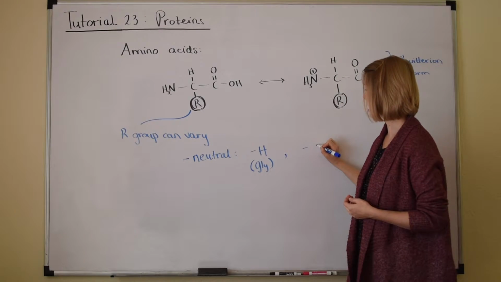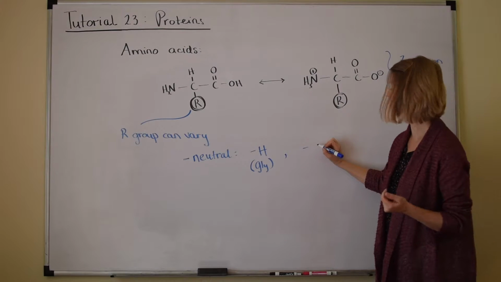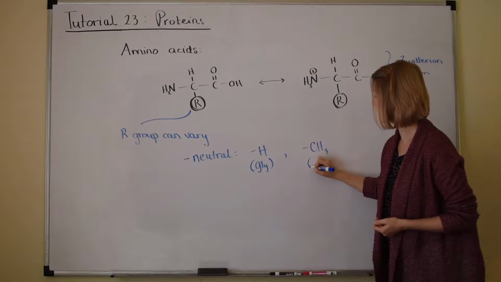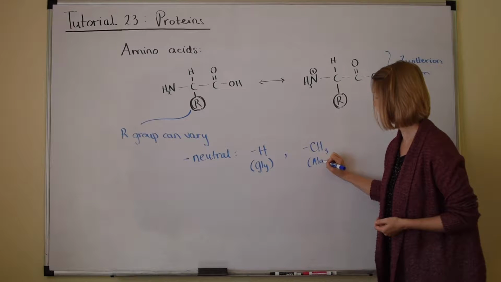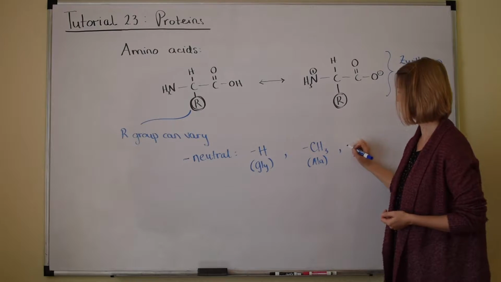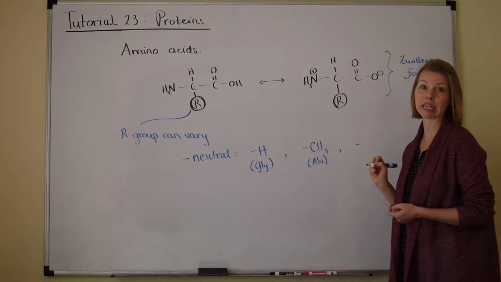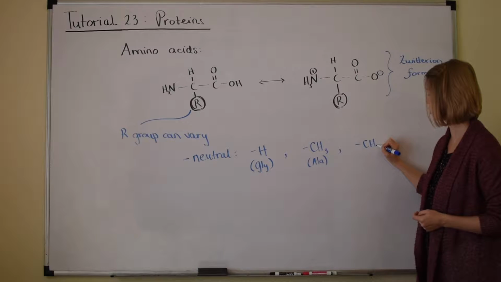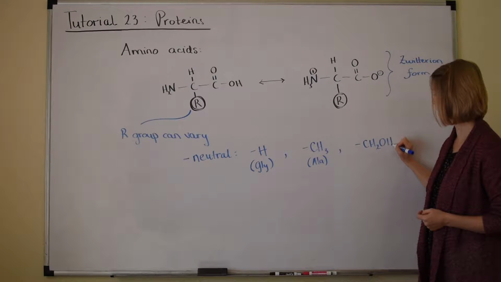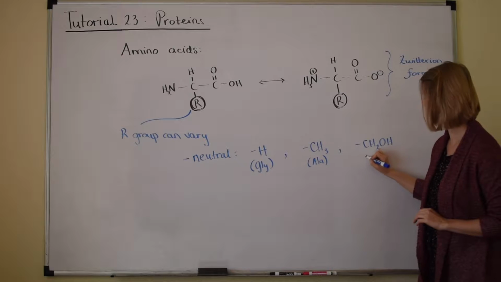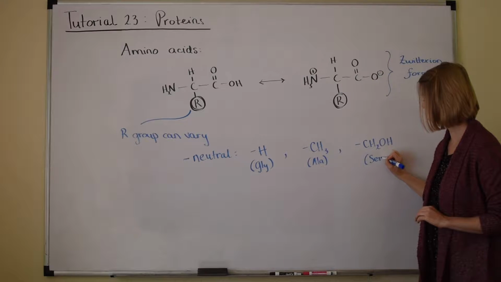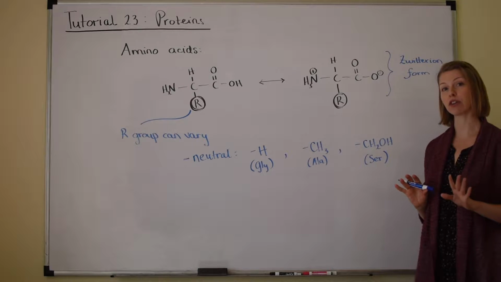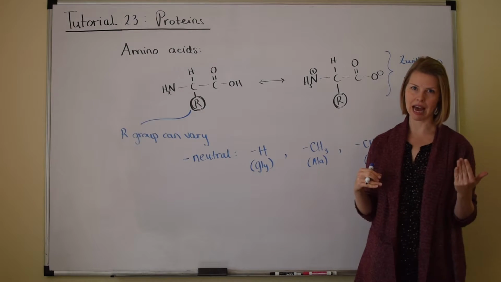Alanine has a neutral side chain. Alanine side chain is a CH3. Abbreviation of alanine is ALA. And let's do one more. Serine has a neutral side group as well, which is just a CH2 with an OH, no charge. Okay, so serine, S-E-R for serine.